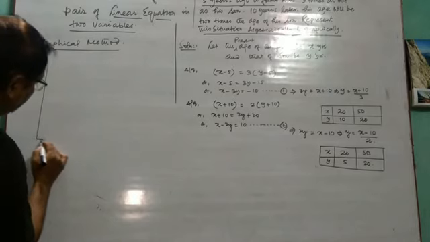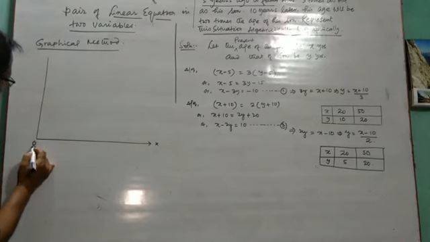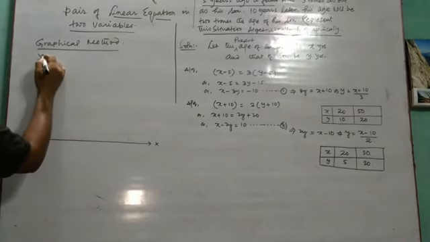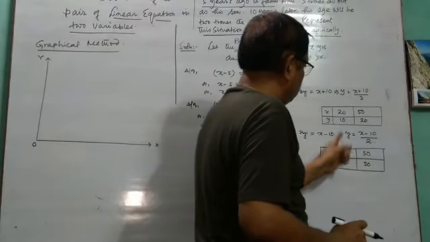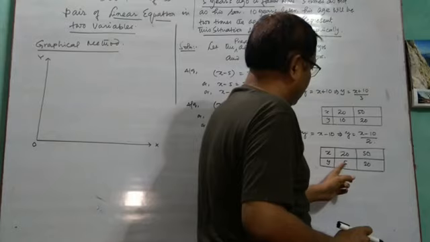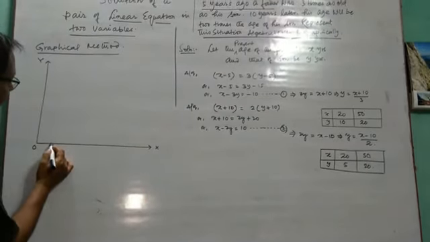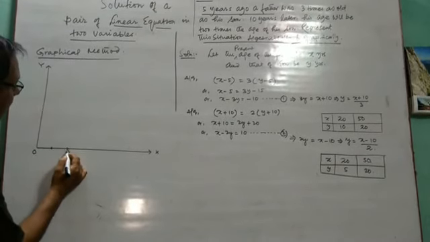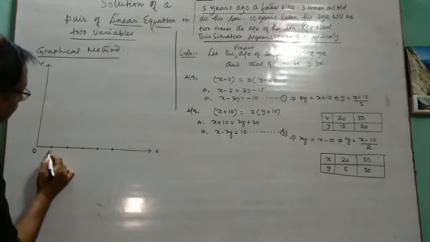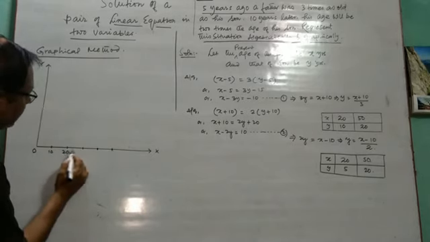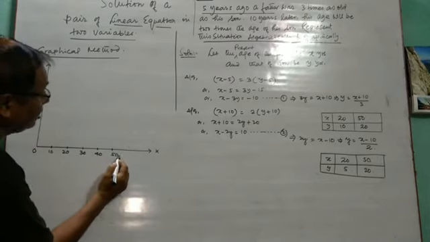Y-axis, this one is x-axis, this is the origin, this is y. Now our x values go up to 50 and y values go up to 20. So 10, 20, 30, 40, 50. In your exam or in your copy, don't forget to write the scale used.